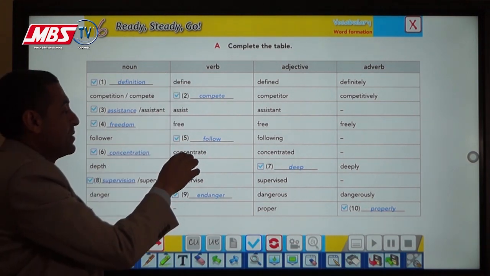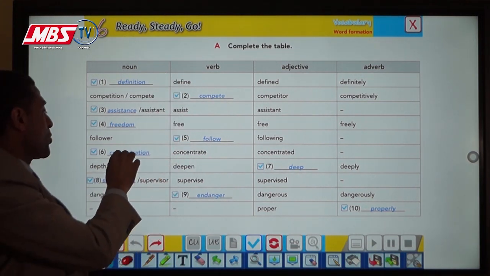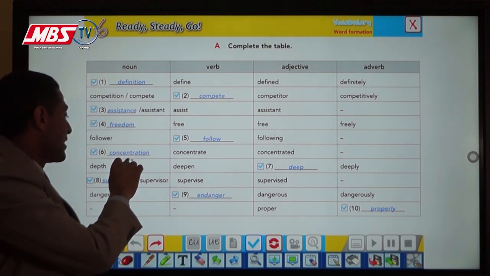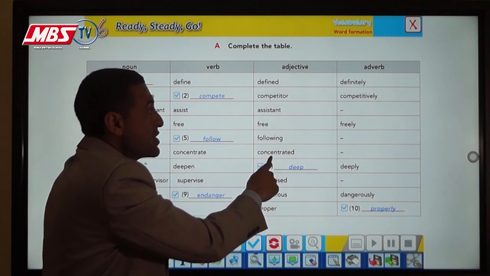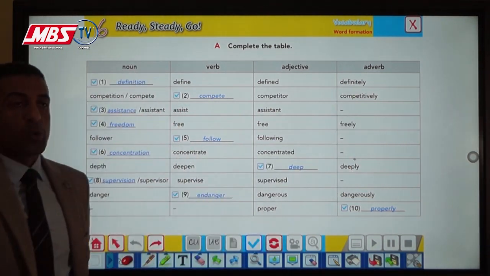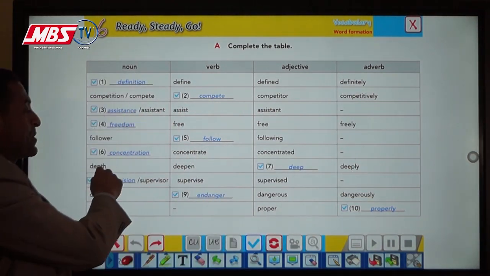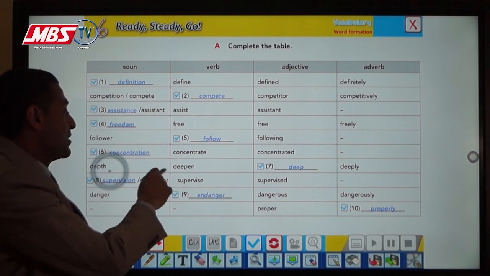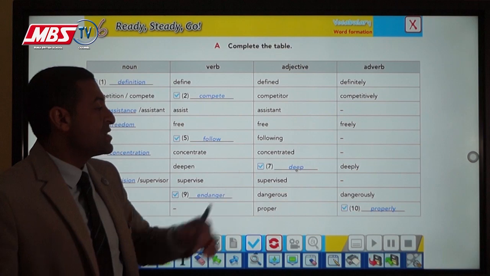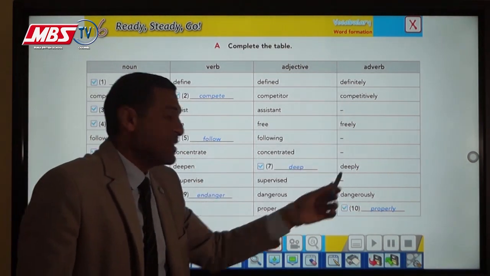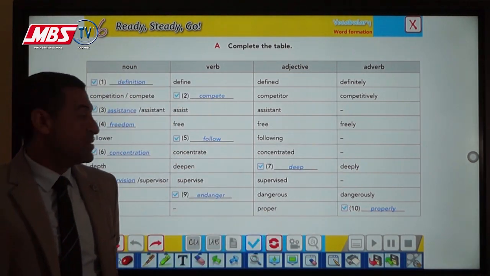Concentrate as a verb. If I want to get the noun for this word, it will be concentration. And the adjective is concentrated, and we don't have an adverb form for this one. Depth is a noun. Deepen is the verb. Deep is an adjective. Deeply is an adverb.